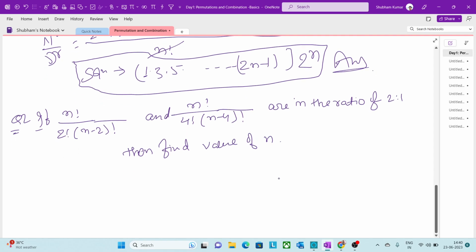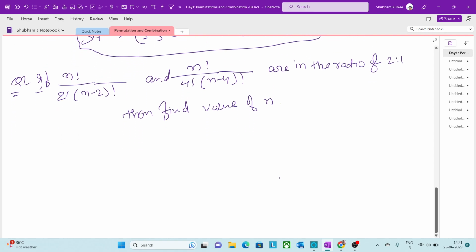Okay, so this question we have to solve. Let's try to solve this. In my question it is given that n factorial divided by 2 factorial into n minus 2 factorial, and so let's first simplify this thing.